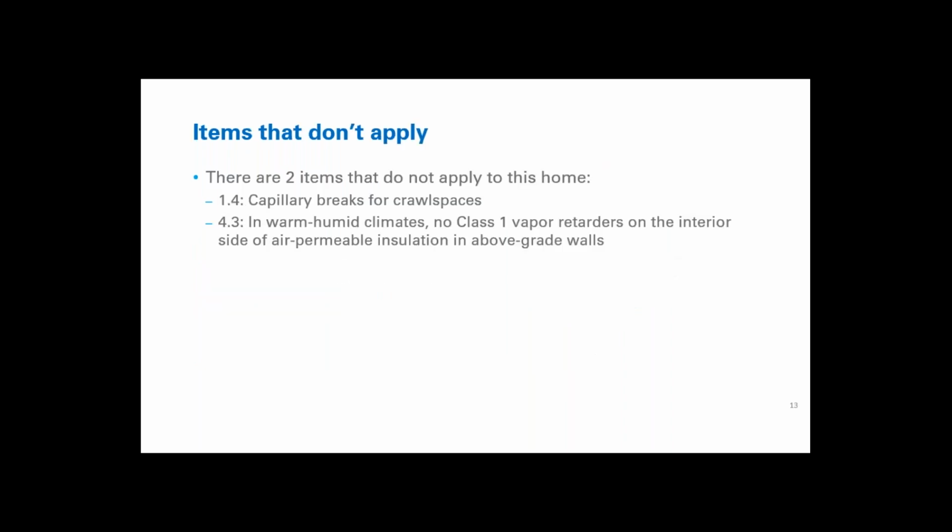The first thing a builder should do is walk through the requirements and cross off all the items that don't even apply to the home. They're not even relevant. So let's do that here. Turns out that 2 don't apply. Item 1.4, which addresses capillary breaks for crawl spaces, because we're dealing with a basement here, not a crawl space. And item 4.3, which addresses vapor retarders in warm, humid climates. Again, in this case, we're dealing with a cold climate. So without having done anything at all, we've already reduced the requirements from 21 to 19, right? Cross those off the list.